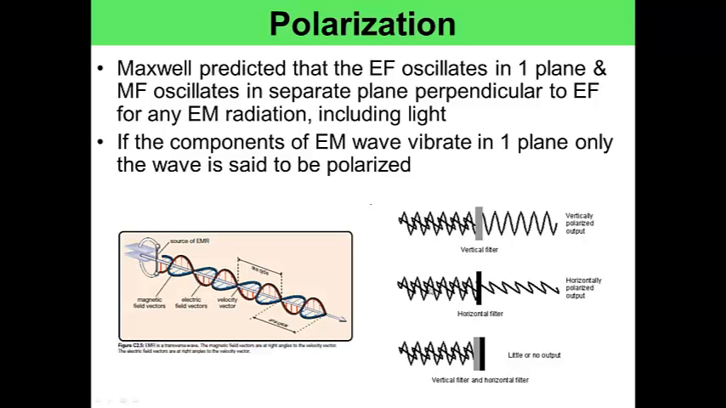So here you have vertical and horizontal. The vertical filter only allows a vertical output. The horizontal filter only allows horizontal output. If you combine the two, horizontal and vertical filters, you get no output because you're eliminating both directions of vibration.